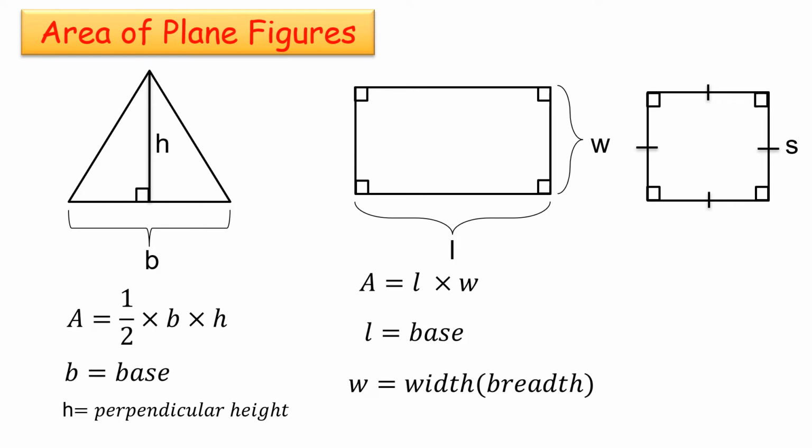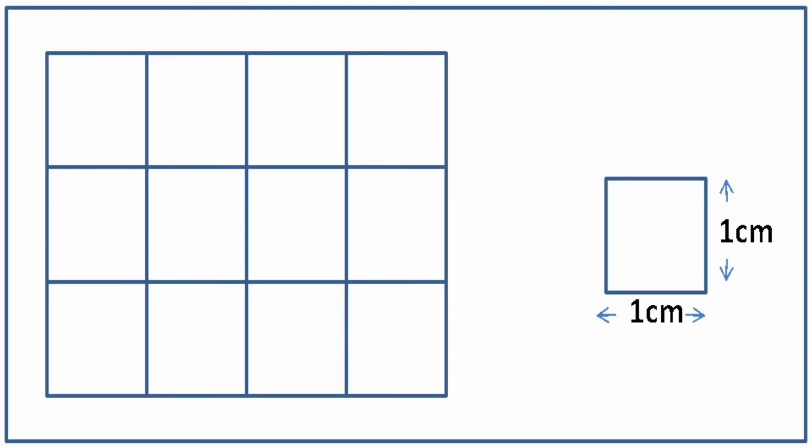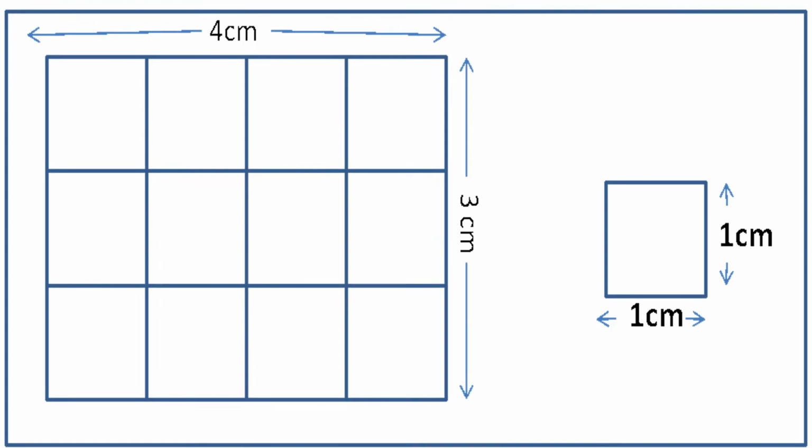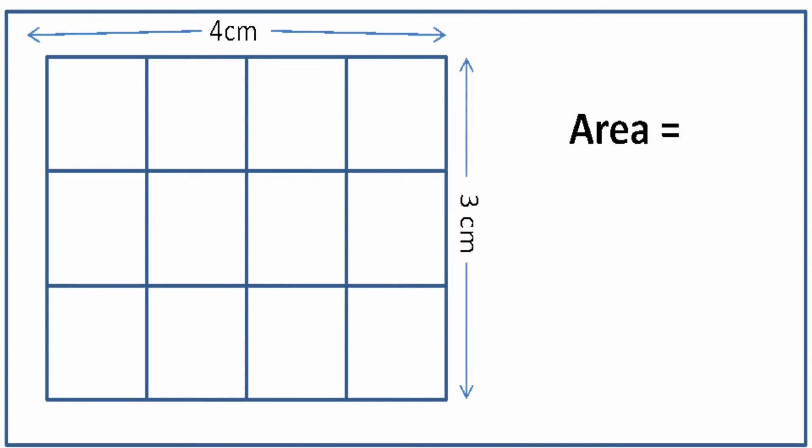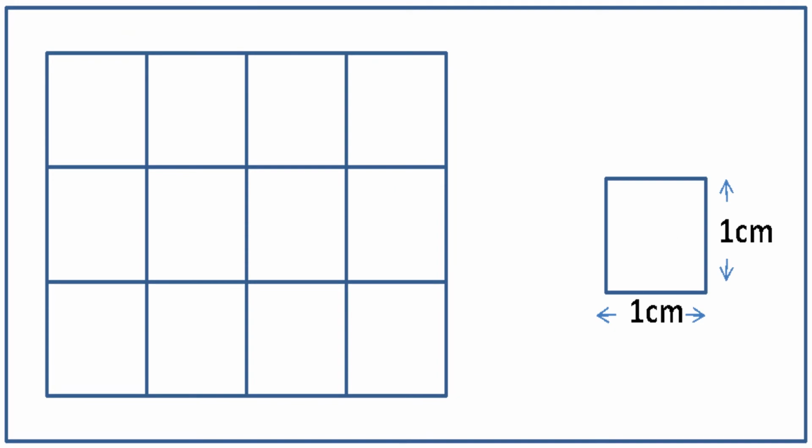Sometimes, or most of the time, we use the word breadth, and do not be confused with the width. It's the same. And the third figure is a square. To solve for the area of the square, it is side times side, or sometimes S squared. S is the length of the side. So let us have this rectangle. The dimensions of this rectangle are 4 centimeters and 3 centimeters. To solve for the area, we just multiply 3 times 4, and it is equal to 12 square centimeters.